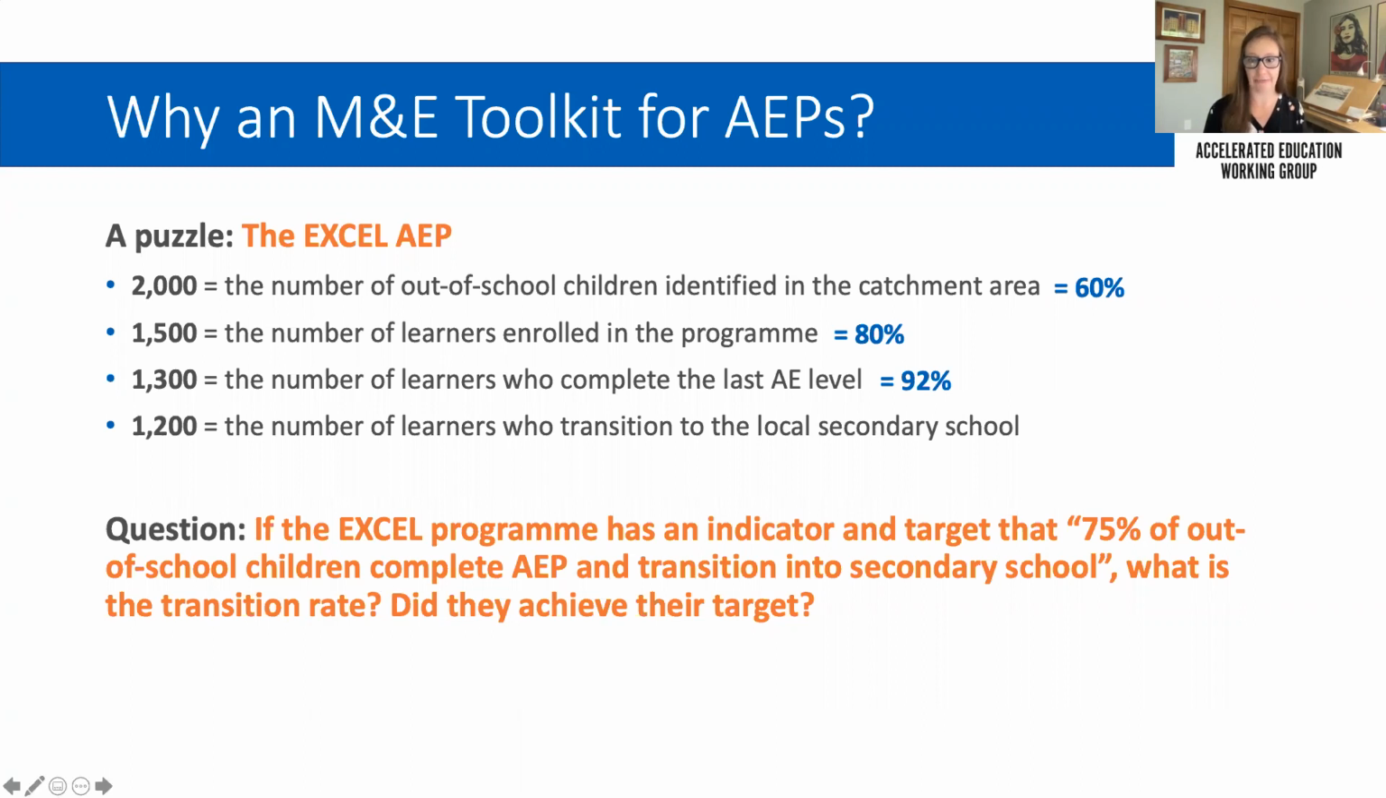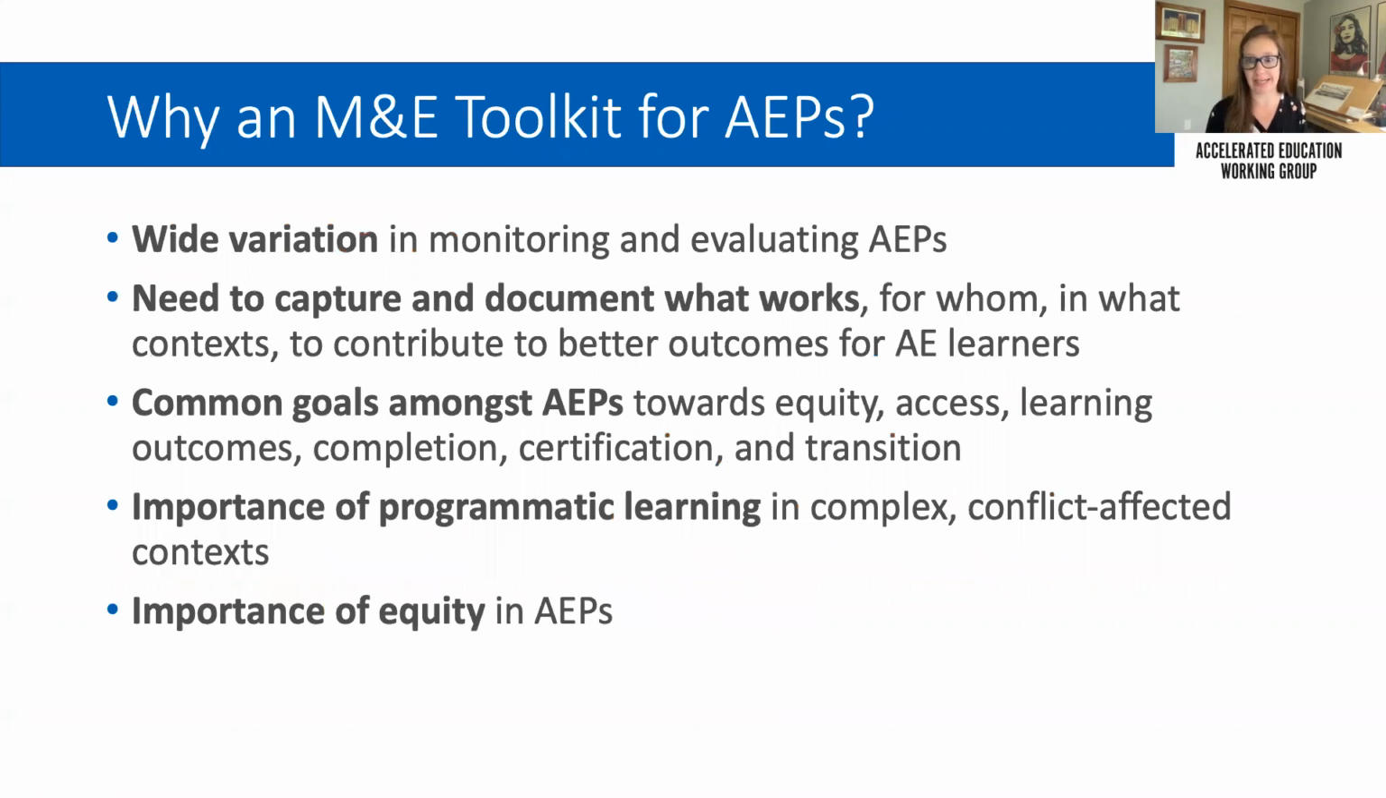And then lastly, and this is less common, if we calculate it based on those who were eligible to transition, as in they had reached the last level and passed the primary leaving exam, then we think, wow, we were really successful. We reached 92%. So this highlighted a few of the reasons why I felt we needed more explanation around how to do monitoring and evaluation in accelerated education programs, because it's different from non-formal education more broadly, as well as from formal education.